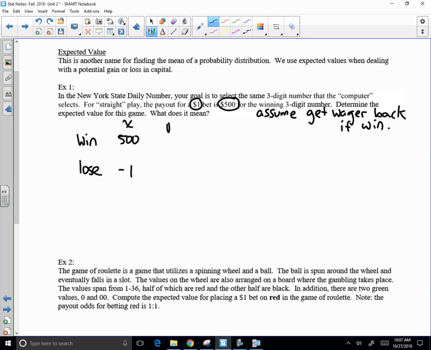So then the probabilities that go along with this, right? So it's a 3-digit number. Let me think about how many 3-digit numbers there are. Well, here's one. Here's another.